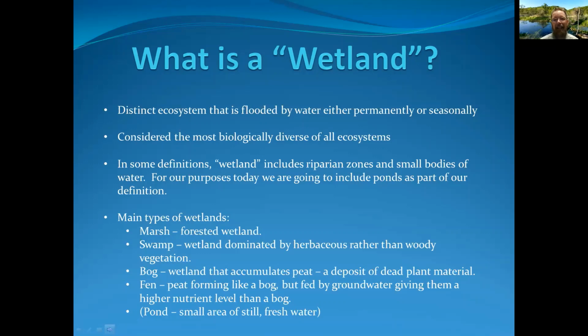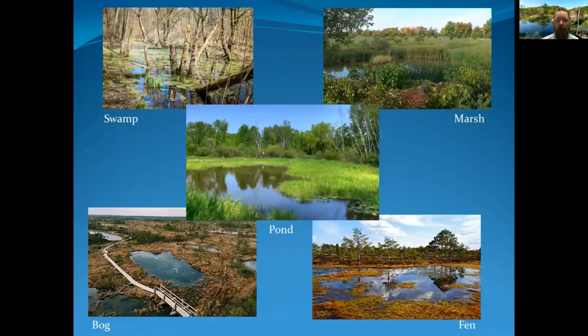A fen is kind of like a bog in that it accumulates peat, but instead of being more of a flooded area, it's fed by groundwater. So they have a higher nutrient level than a bog. And then a pond is just a small area of still fresh water. It's more open than these other wetlands.